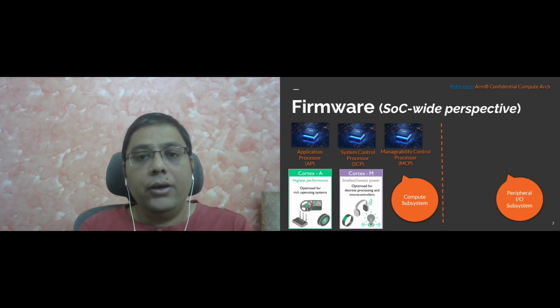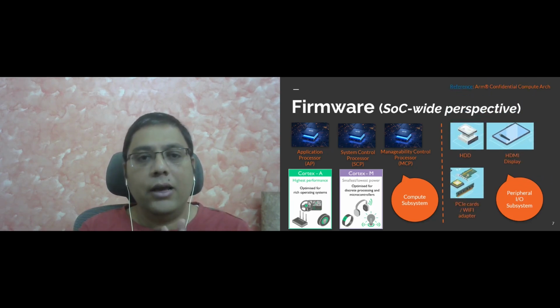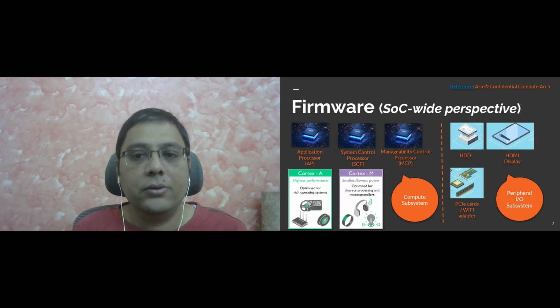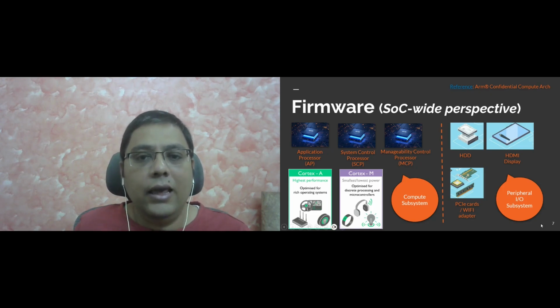On the right hand side, we can see a typical I/O peripheral subsystem which contains I/O peripherals such as the hard disk, display, Wi-Fi, USB, etc. Note that we would have specialized firmware running on each of the block elements. Refer to the Arm Confidential Compute Architecture specification for more details. I have shared a link for the same in the slide. So let's now look at each of these subsystems closely, starting with the compute subsystem.